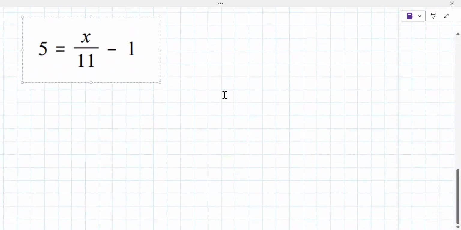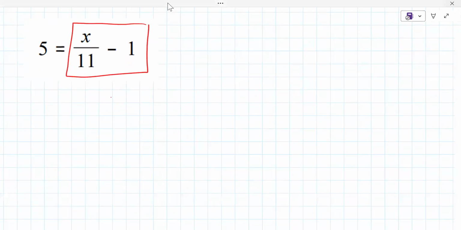Okay, so here's your new problem to look at. 5 equals x divided by 11, minus 1. Now I want you to look at the side with the variable. What math operations do you see on the side with the variable? So what do you notice? What I notice is that for that variable right there, you just undo subtraction by adding. Okay, so there's subtraction. What else is there? What's the other math operation?